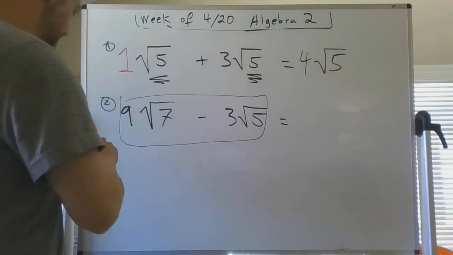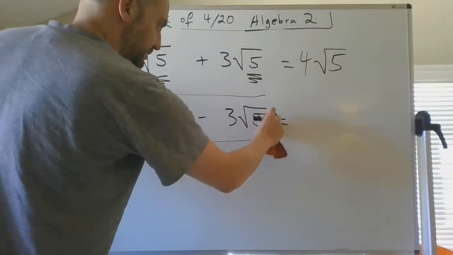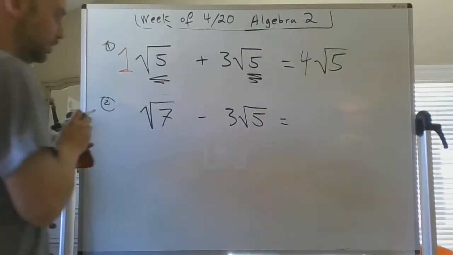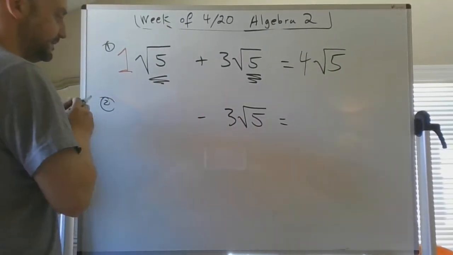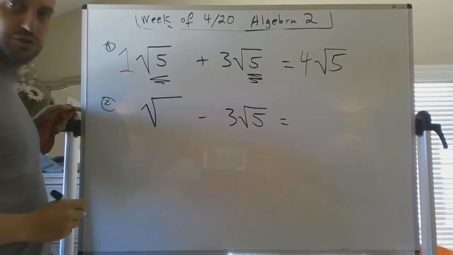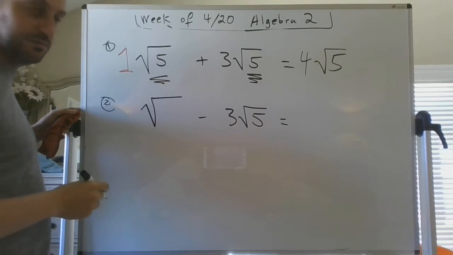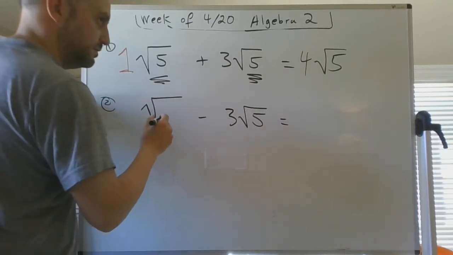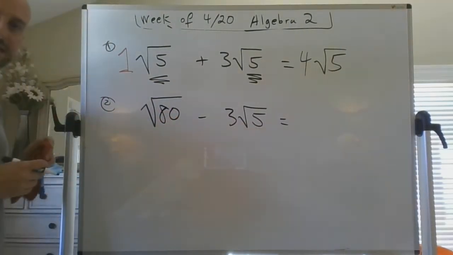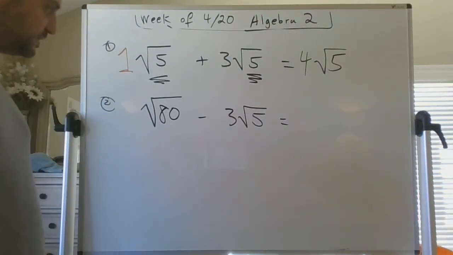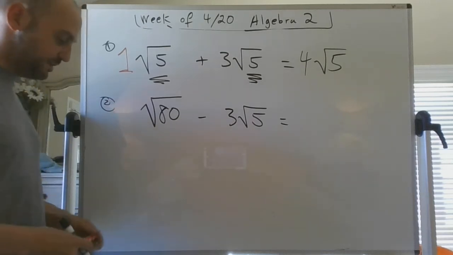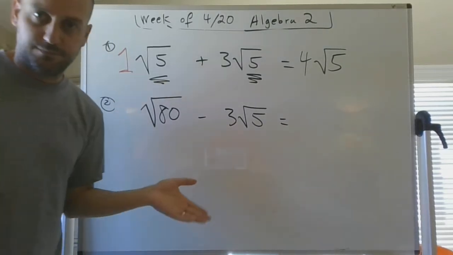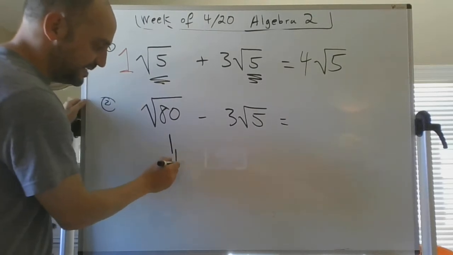So, I do want to change something in number 2. Let's pretend number 2 was something like this. I'm going to leave that one as a 3 square root 5. I'm going to change this one to square root of 80. So when you look at this initially, you might say, okay, well, that's a square root of 80, that's a square root of 5. Not like terms. I can't subtract them. I can't add them. Nothing. But square root of 80 can be simplified.